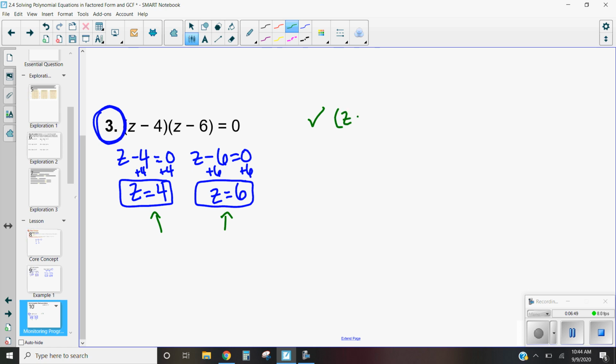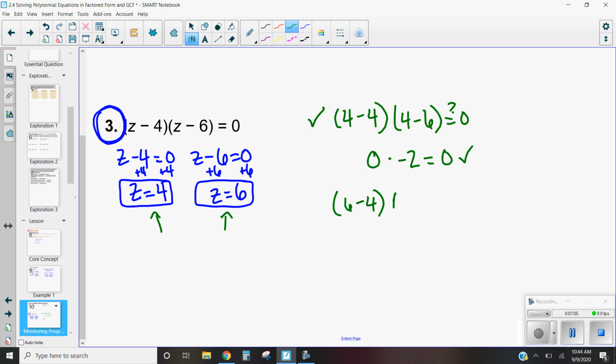Instead of a z here, I've got a z minus 4, but I want z to be 4. So 4 minus 4 times 4 minus 6. Does that equal 0? Well, this is 0 times negative 2, and that equals 0, right? And I can check both of those as simple as that. Now, if for some reason it doesn't equal 0, then I know that I don't have the right solutions, and I need to double check my work.